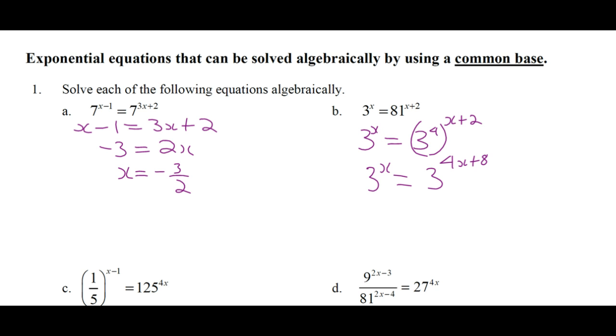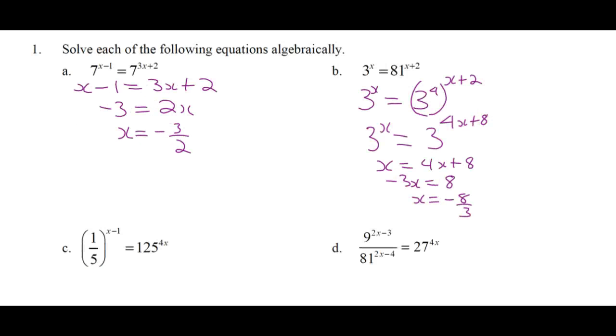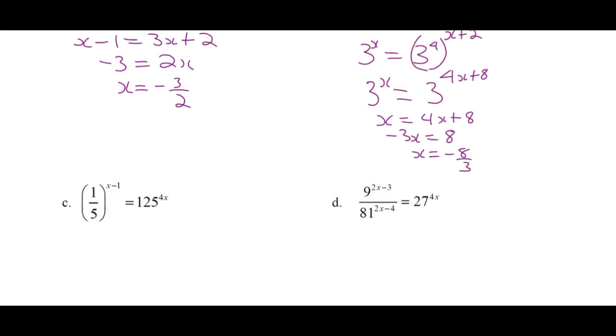If the bases are the same, and the equal sign says the left side and the right side are the same, then that means x must be equal to 4x plus 8. So negative 3x is 8, and x is negative 8/3. And again, that's checkable by just putting that in. You go 3 to the negative 8/3, and 81 to the negative 8/3 plus 2. It equals on both of those. They should come out the same.